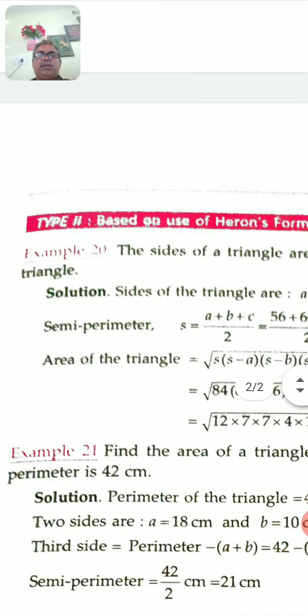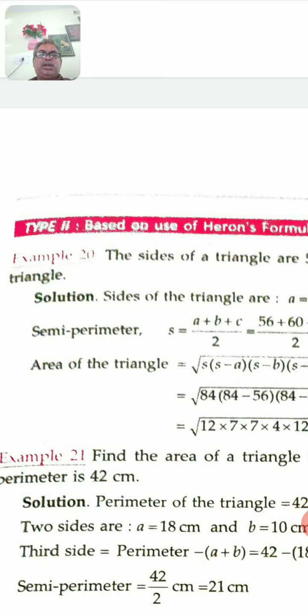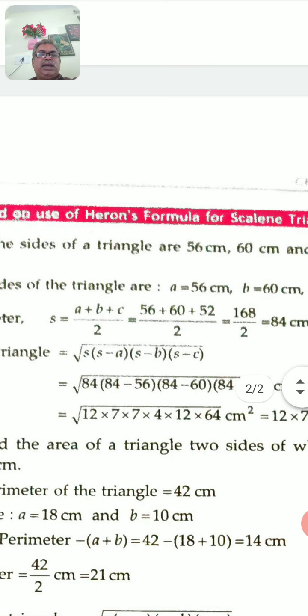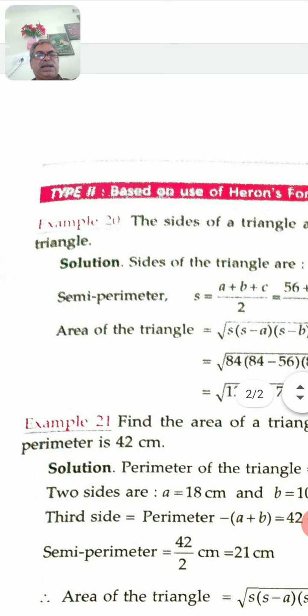And then you can find the perimeter of the triangle. So directly go for the semi perimeter. So s is equal to a plus b plus c by 2. Then it is equal to 56 plus 60 plus 52 by 2. 168 by 2 is equal to 84 centimeter. That is equal to s, that is half of the perimeter, meaning semi perimeter.